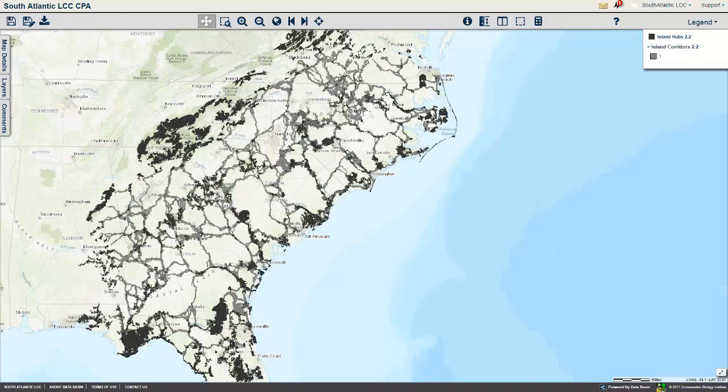Now for the inland corridors connecting those hubs. To do a least cost path analysis, you need to define a resistance raster, a layer that determines how difficult or costly it is to move across the landscape. Within the South Atlantic boundary, resistance is based on ecosystem score. The higher the score, the easier it is for a corridor to move through that area.